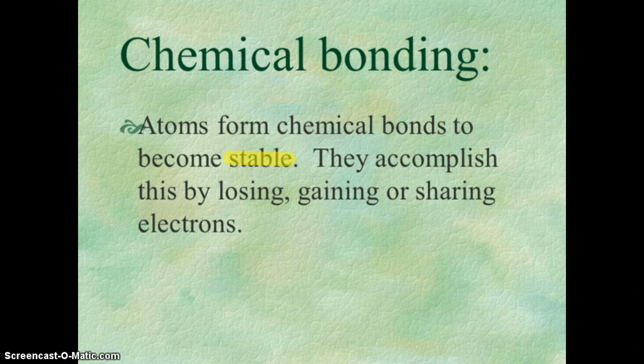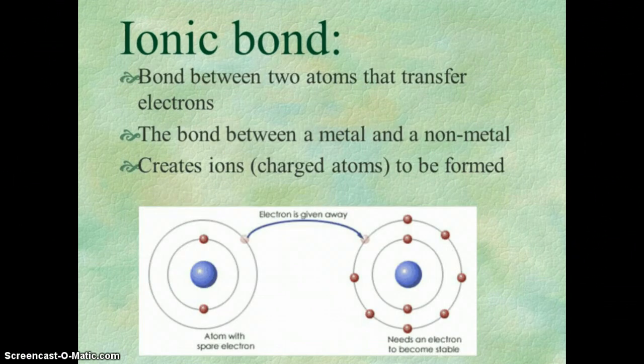So there are 2 main types of bonds we're going to talk about. The first is what we call an ionic bond. An ionic bond is a bond between 2 atoms that transfer electrons. It is a bond between a metal and a non-metal. So when you're looking at your periodic table, you can tell what bond is going to be taking place based on whether these elements are metals or non-metals. So this is a bond between a metal and a non-metal.